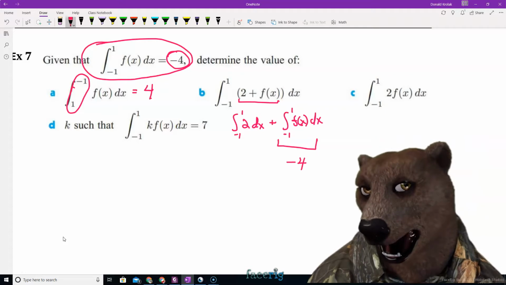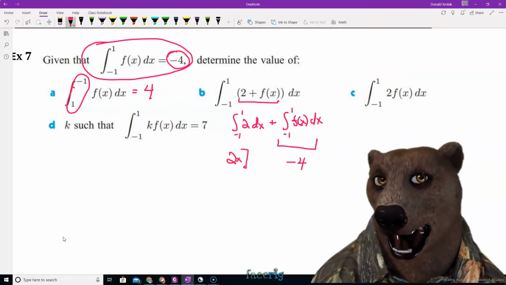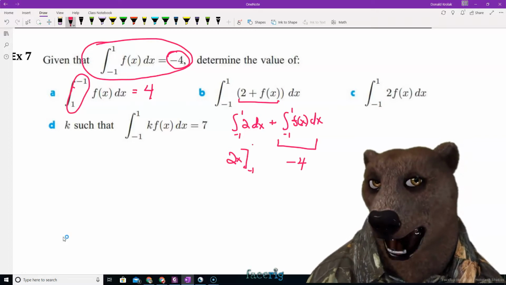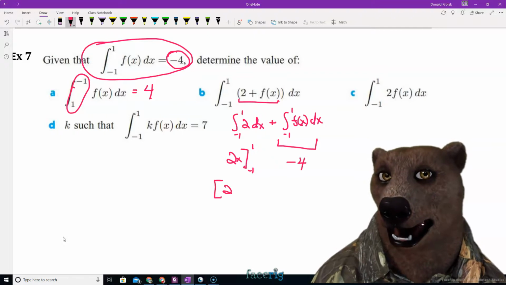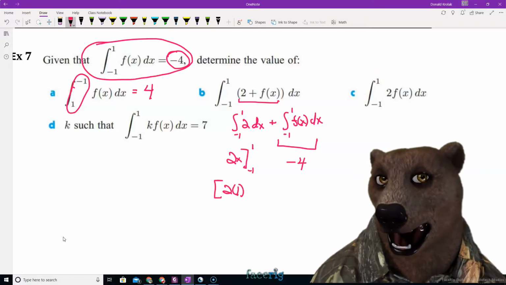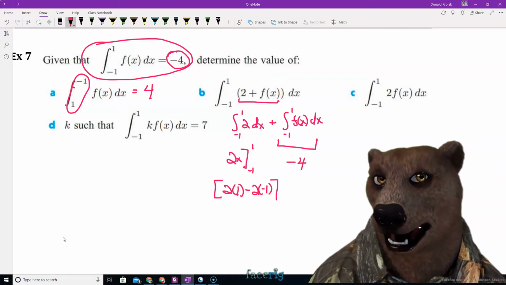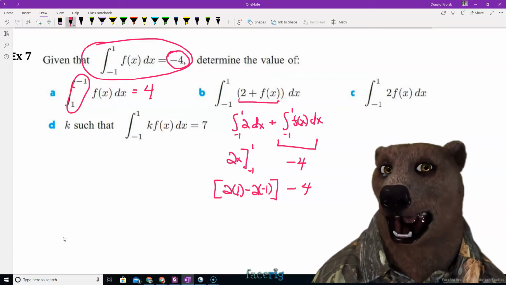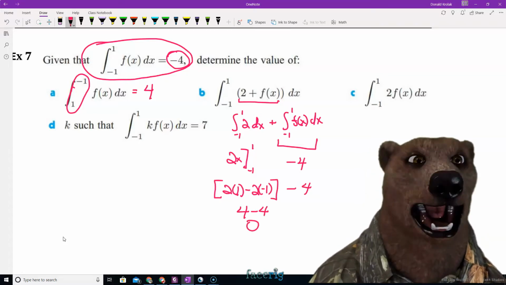Now we're going to evaluate this. So the integral of 2 is 2x, and I'm going to evaluate that from negative 1 to 1. So that's going to equal 2 times 1 minus 2 times negative 1 minus this 4. So that's positive 4 minus 4, and that's equal to 0.